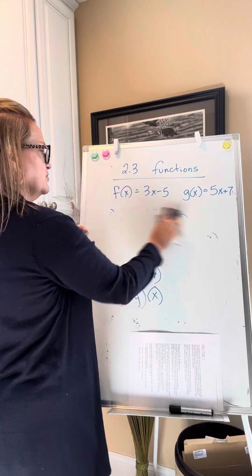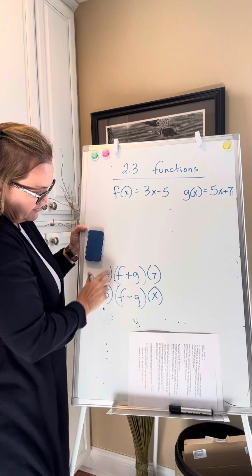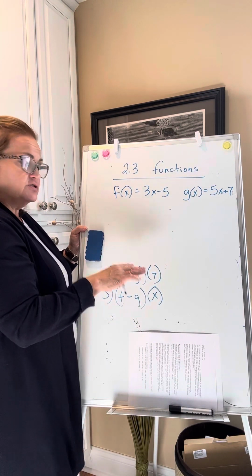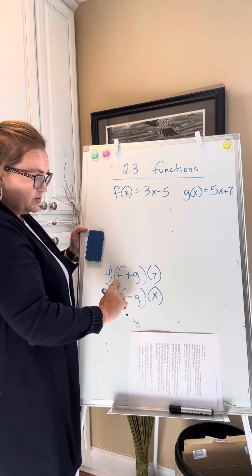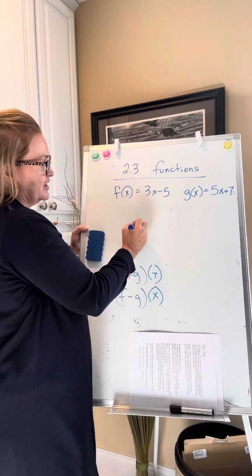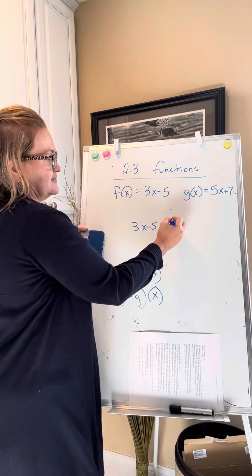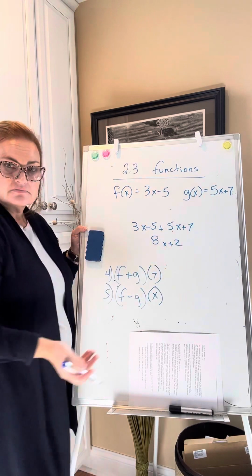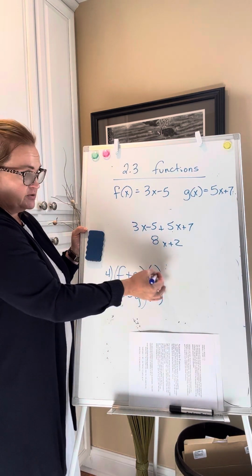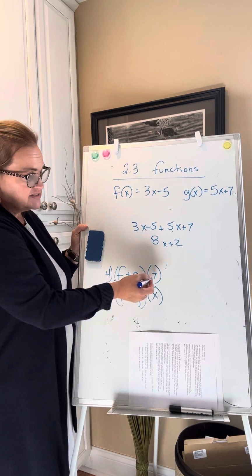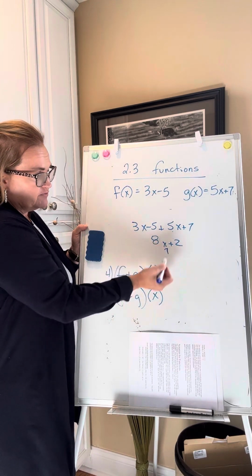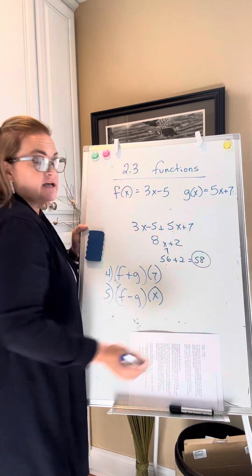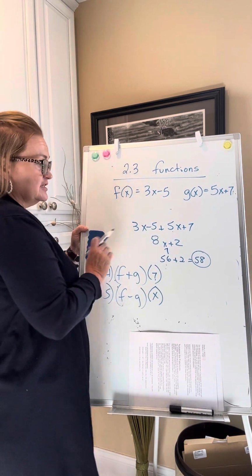Okay, on number 4, we're going to do an addition of functions. We're going to add function f plus g at 7. Now you can do this a couple of ways. One way, you could go ahead and add the functions, 3x minus 5 plus this function. Combine like terms and get the added function, and if there was only an x there, that's all we would do. But since there's a number, we're going to plug a number in for x and get 56 plus 2, or 58.